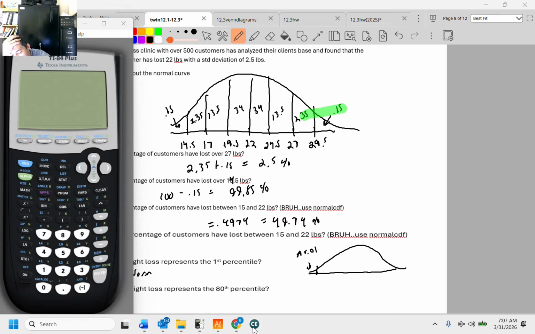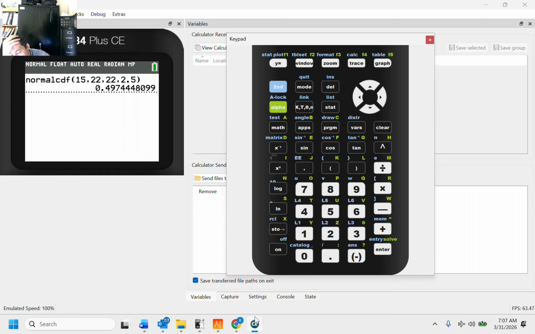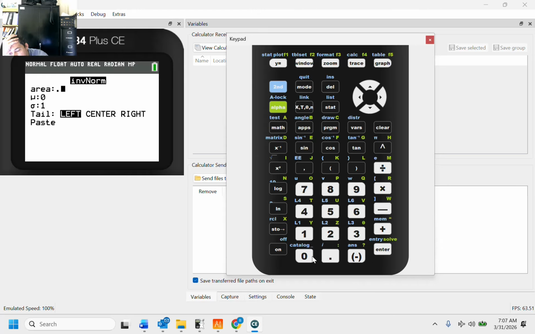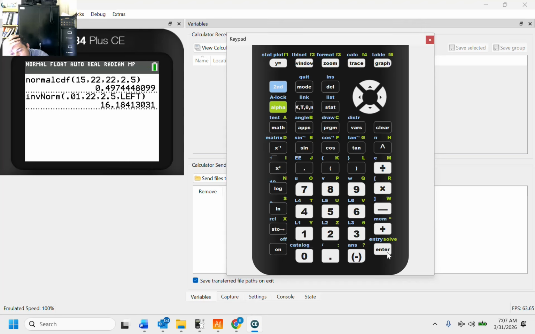Wrong calculator. She's under second, VARS, inverse norm. The area is 0.01. The mean was 22. Standard deviation was 2.5. And she is a left tail because we're talking about the first percentile. And it's 16.1841.